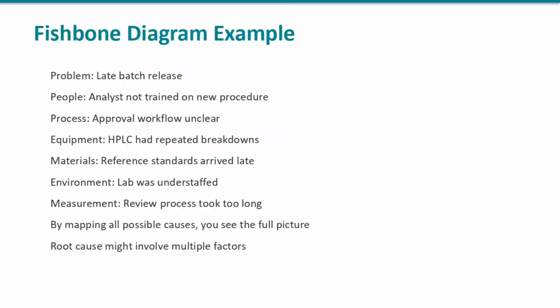For a fishbone diagram example, the problem is late batch release. Under people, analyst was not trained on new procedure. Under process, approval workflow was unclear. Under equipment, HPLC had repeated breakdowns. Under materials, reference standards arrived late.